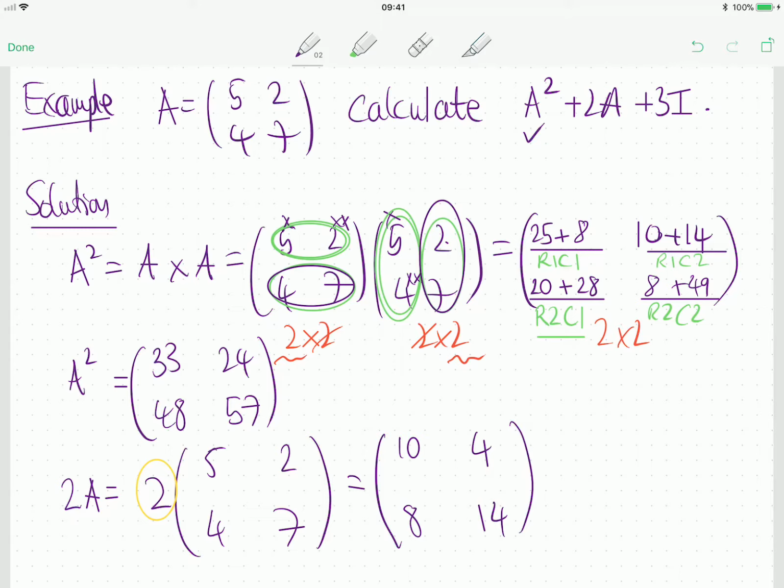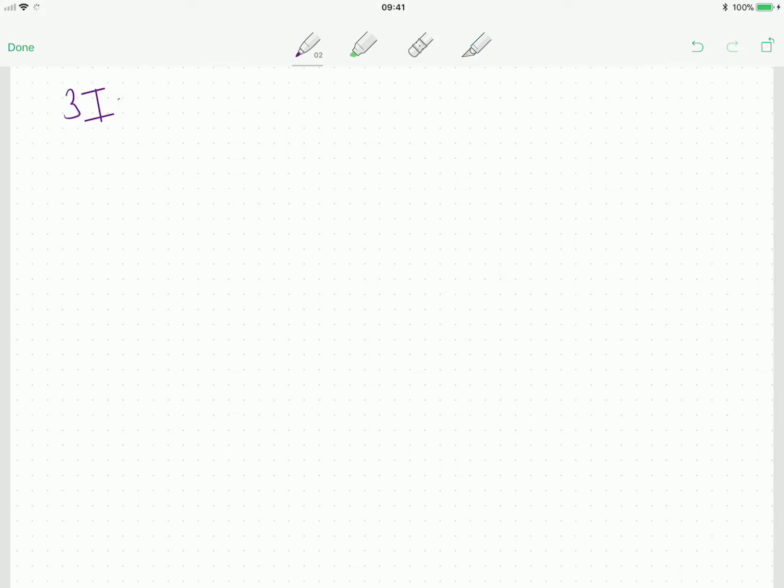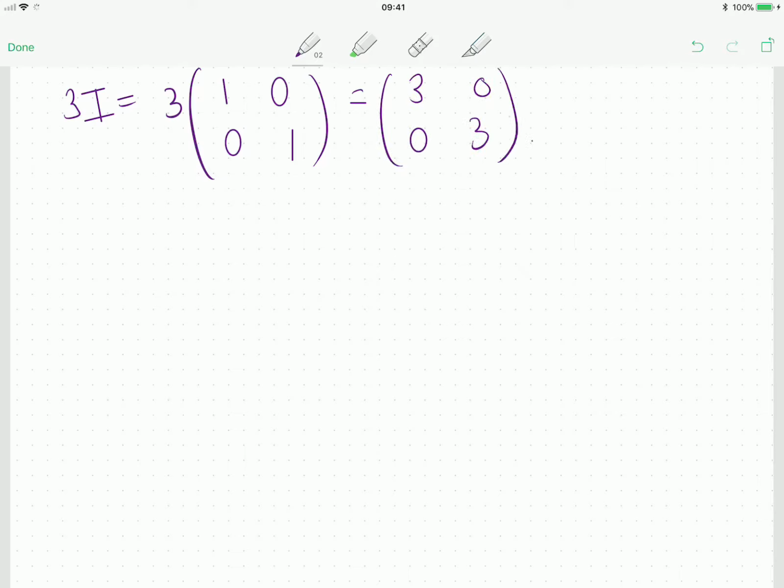For the first term, let's just make a note of this: we calculated A squared. Finally, the third term, 3 times I. So we need to know what I is. I is the identity matrix, which has all 1s on the diagonal and 0s everywhere else. And this is scalar multiplication, so we multiply everything inside by 3.